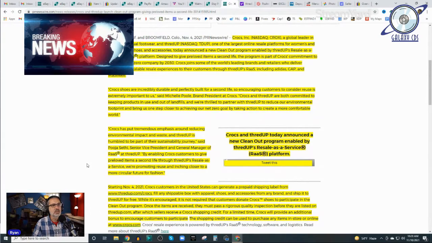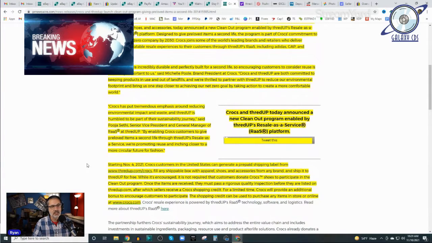Crocs has put tremendous emphasis around reducing their environmental impact and waste, and ThredUp is humbled to be part of their sustainability journey, said Pooja Sethi, Senior Vice President and General Manager of the Resale as a Service at ThredUp. By enabling Crocs customers to give pre-loved items a second life through ThredUp's Resale as a Service, we're promoting reuse and inching closer to a more circular future for fashion. This program began on November 4th, so it is working right now.